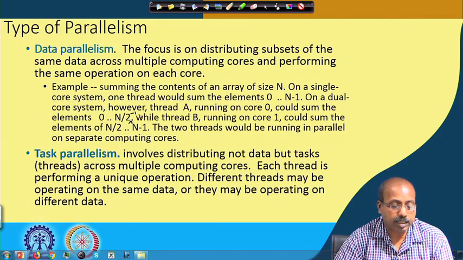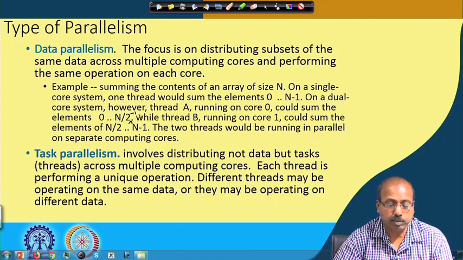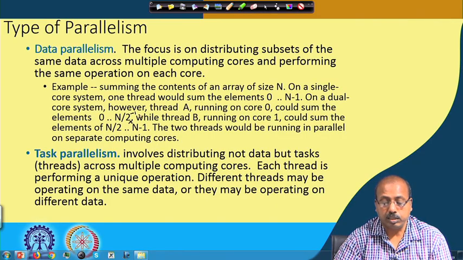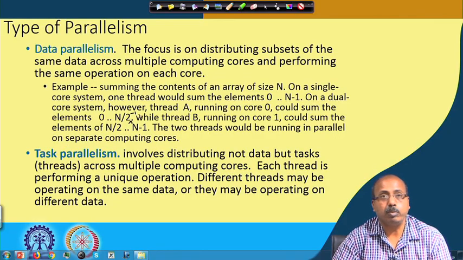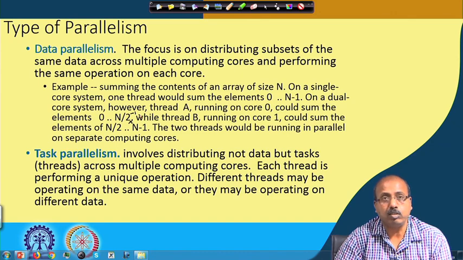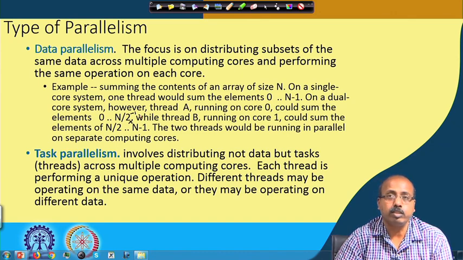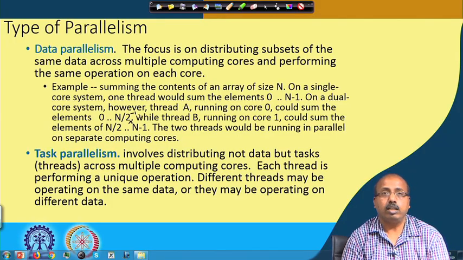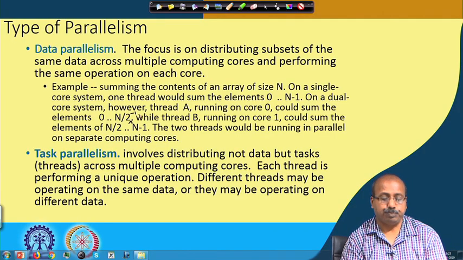On the other hand, we can have task parallelism, which involves distributing not data, but tasks across the multiple computing cores. Each thread is performing a unique operation, and different threads may be operating on the same data, or they may be operating on different data. So different tasks are given to different threads. That is task level parallelism.